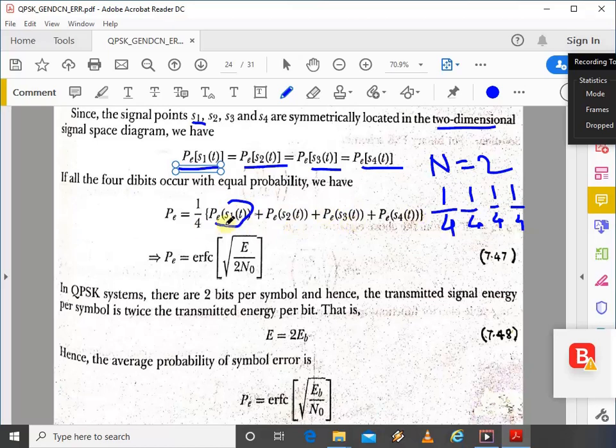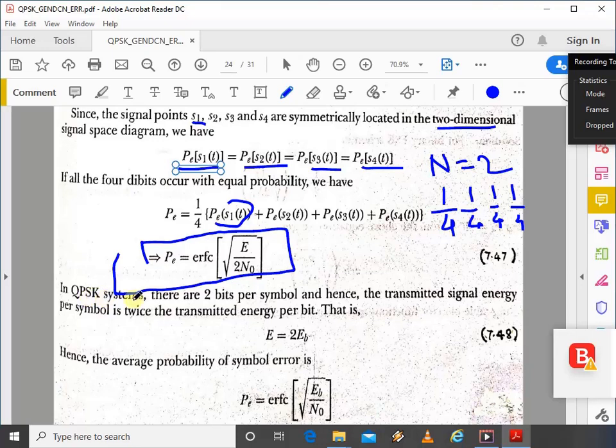So the probability of error of S0 of t will be equal to the same ERFC of E divided by square root of 2 N naught. So here if you put ERFC of square root of E by 2 N naught plus ERFC of E divided by 2 N naught plus like this, and if you solve it, you will come to know the average probability of symbol error of the QPSK signal is equal to ERFC of E by 2 N naught.